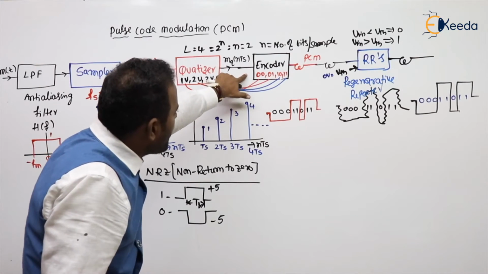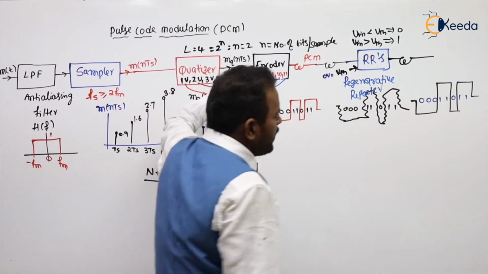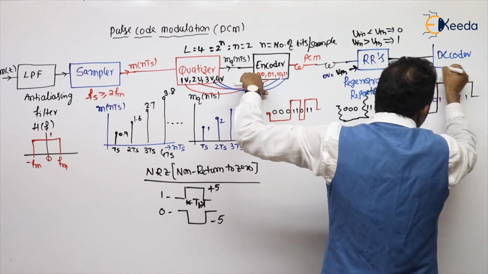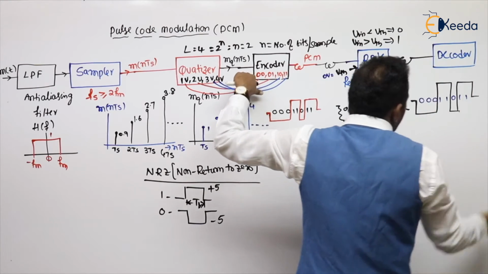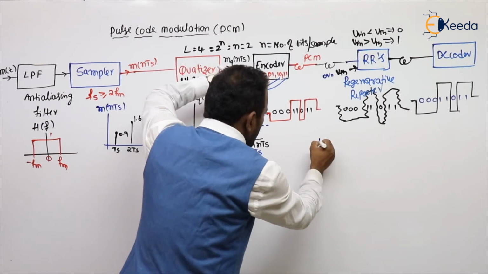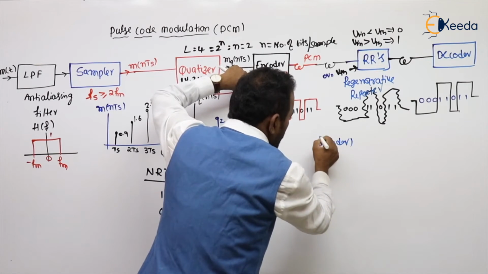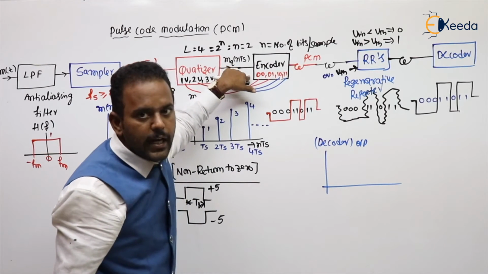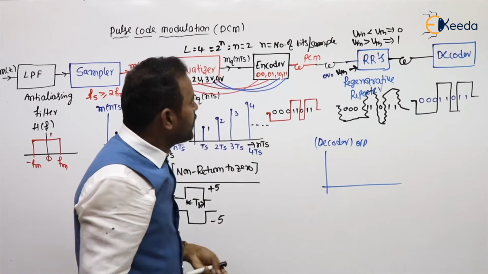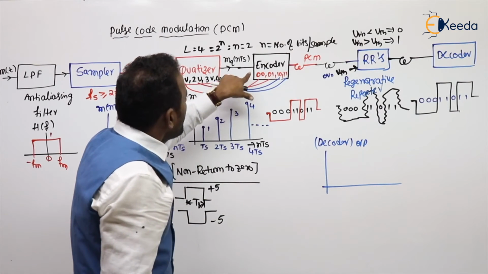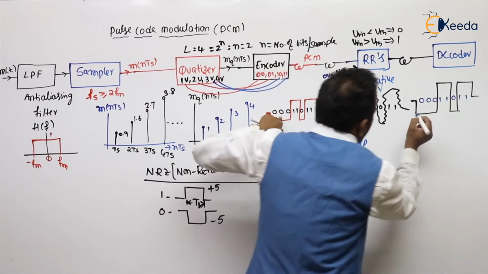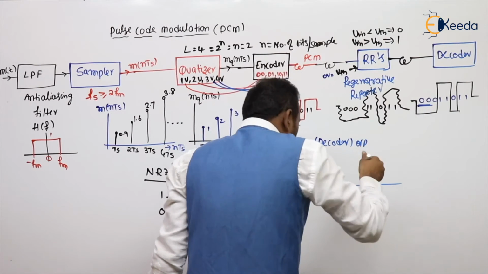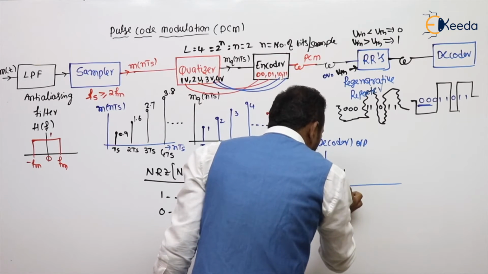What is the last block in the transmitter? Encoder. The opposite operation of an encoder is the decoder. What will the decoder do, sir? If I write the decoder output diagram, the decoder is exactly opposite to the encoder. So if you give 1 volt, the encoder will give 0 0. Now 0 0 given to the decoder will generate 1 volt.